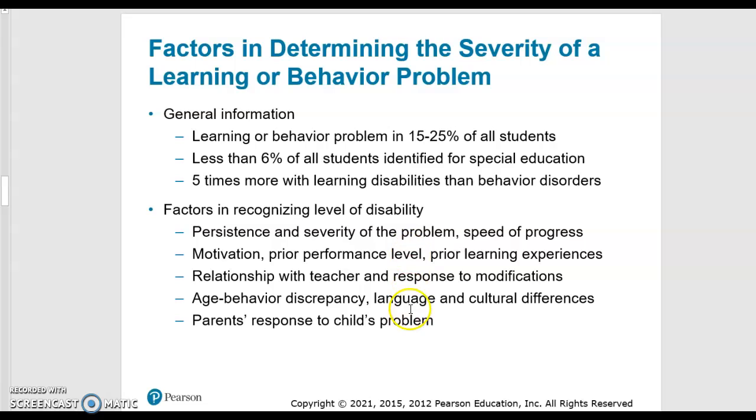And then some other things we want to think about: persistence and severity of the problem. It's not just a one-time deal, right? It happens more than once, and it happens over months, over years. We want to look at motivation, prior performance level, prior learning experiences. Did the student learn how to read when they were in kindergarten, first grade, and second grade? If they didn't, if no one taught them, then it's probably not a learning disability. It's probably just a result of poor instruction.